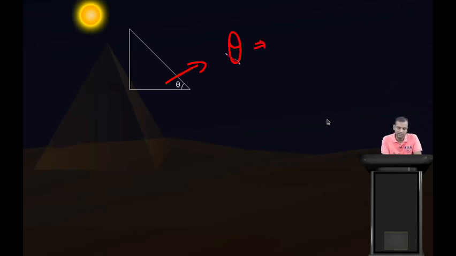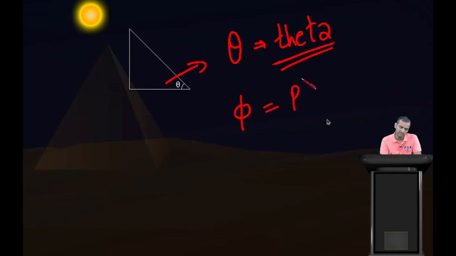This symbol is called theta. We can use this symbol many times. There is one theta, and another one is called phi. So we use theta here. So there is an angle theta.